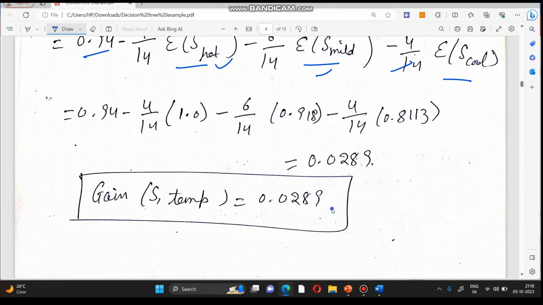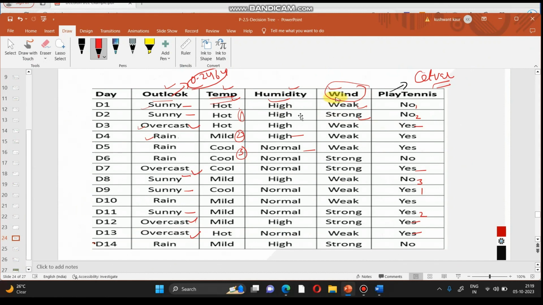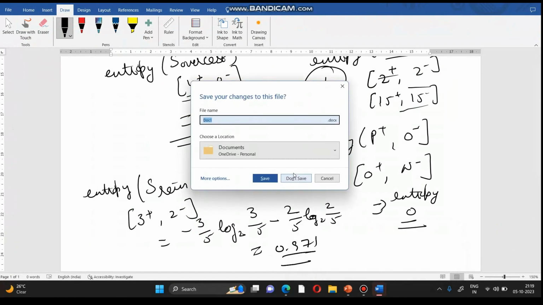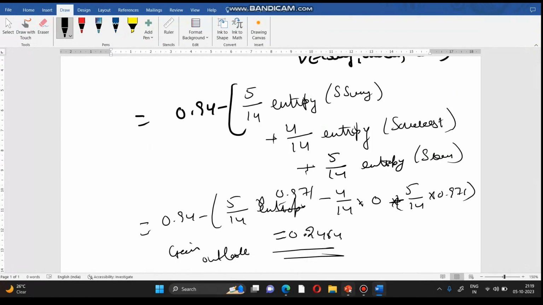Fine. So we will simply put these values over here and we will get the gain in this case for temperature, which is 0.0289. So put it over here, 0.0289 for this case. We will repeat the same steps for humidity. We will calculate entropy of high and normal, these 2 entropies, and based on those 2 entropies and entropy of S, we will calculate the gain for humidity. Fine. So just a minute. We can see over here.